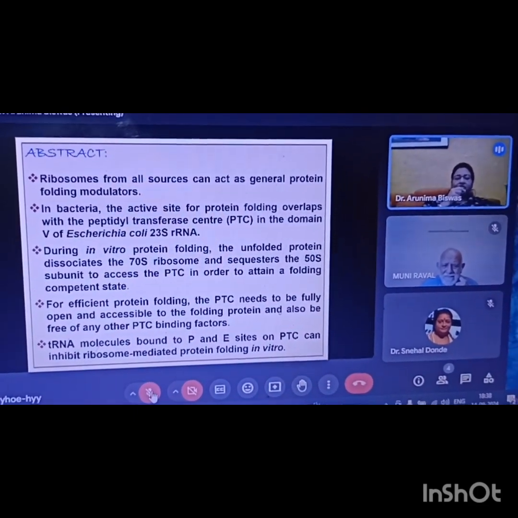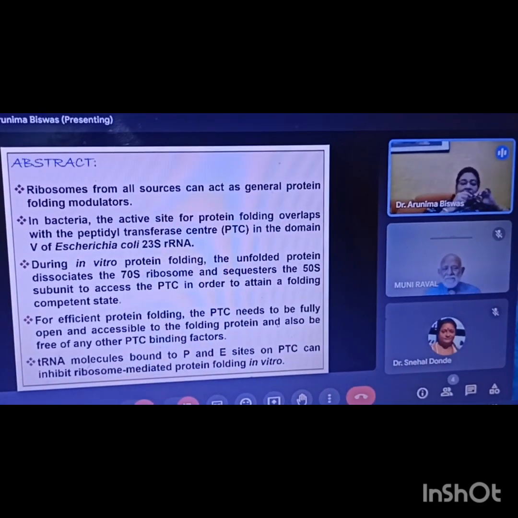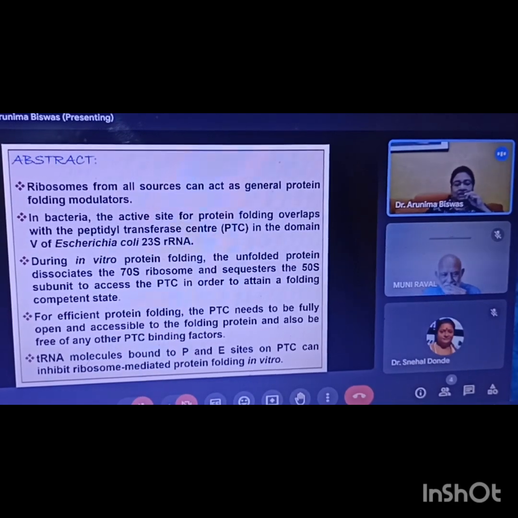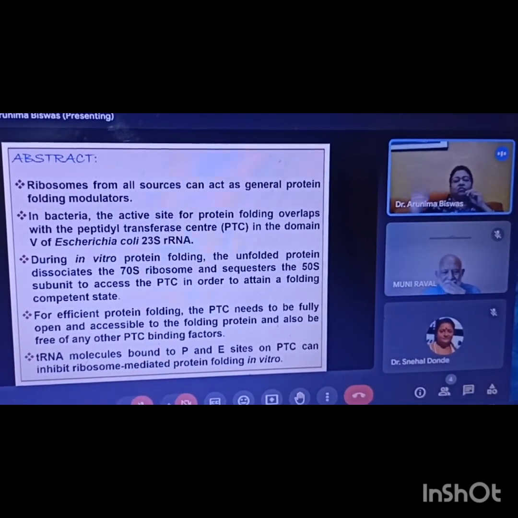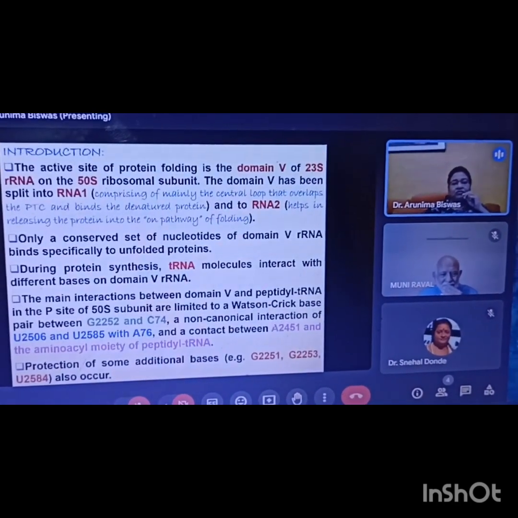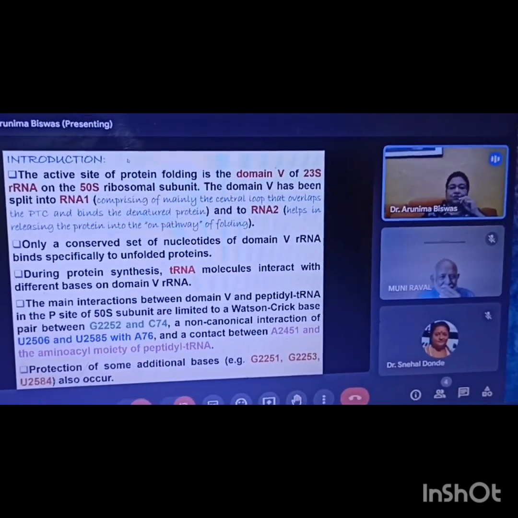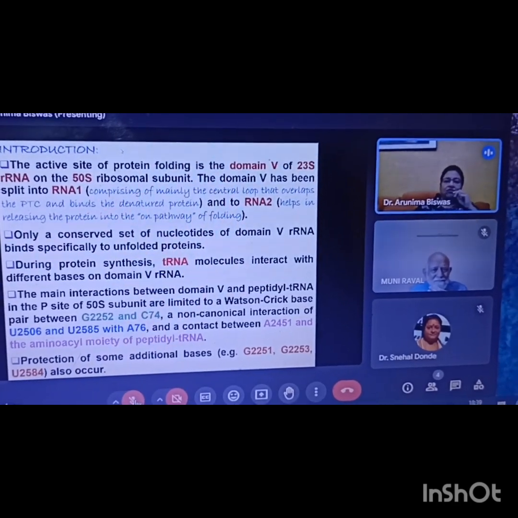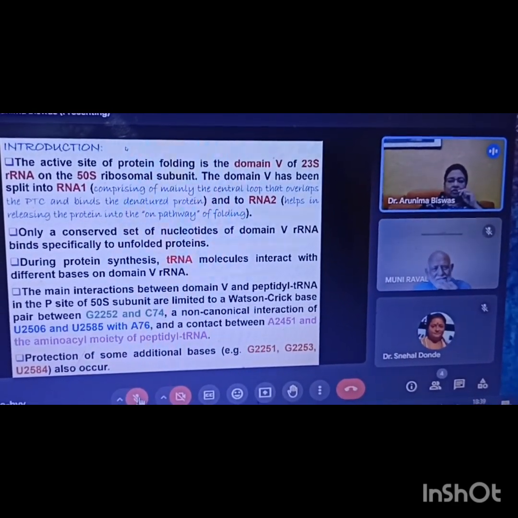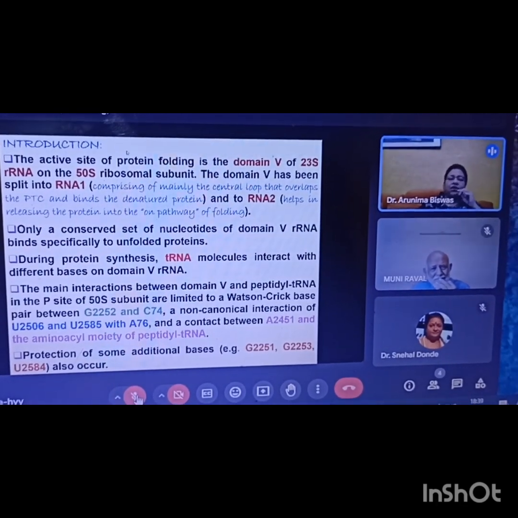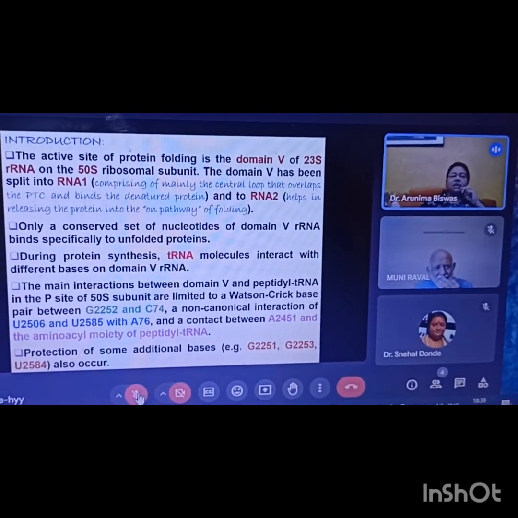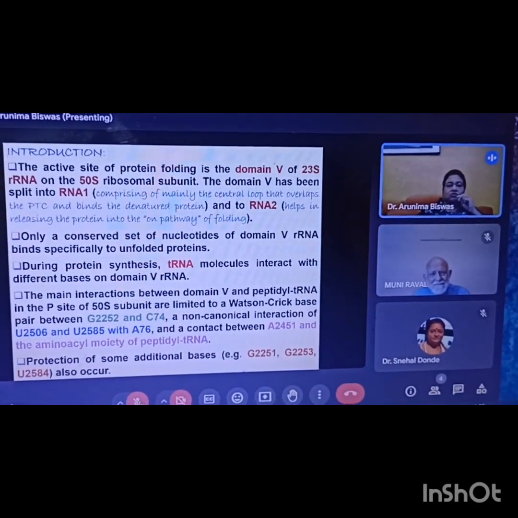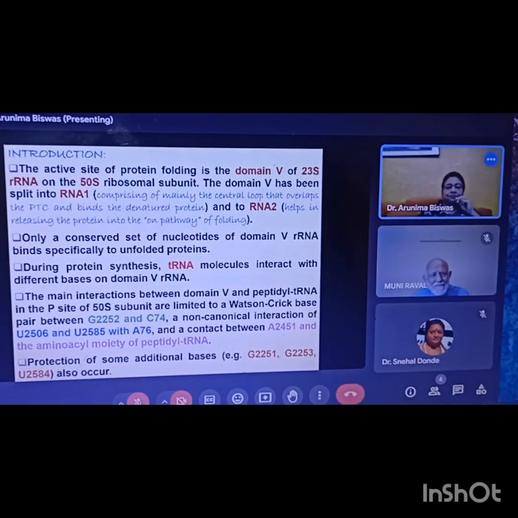That is, it has to be free from other binding factors, including tRNA. I showed that if tRNA is still bound to P or E sites, then ribosome mediated protein folding is inhibited. So I'll show you a part of that. Just as an introduction, what our lab had shown is that the active site of protein folding is domain 5 of 23S RNA on the 50S subunit. If you try out different antibiotics, the 30S bound antibiotics do not inhibit the process, but the 50S bound antibiotics which bind in this domain 5 also inhibit protein folding.